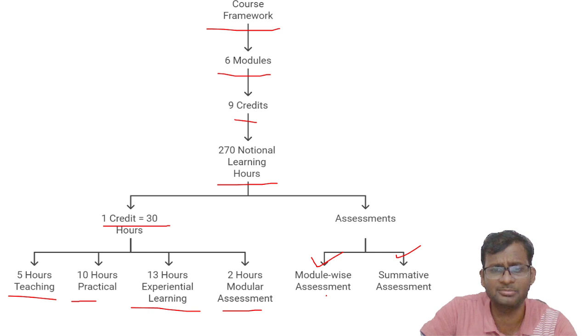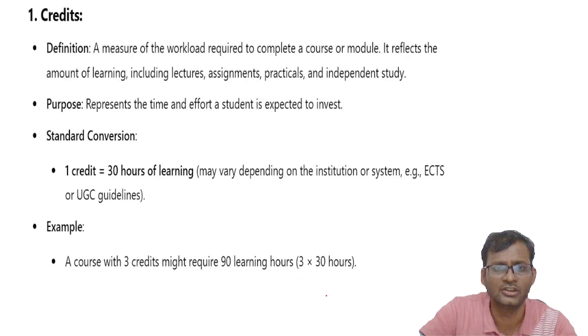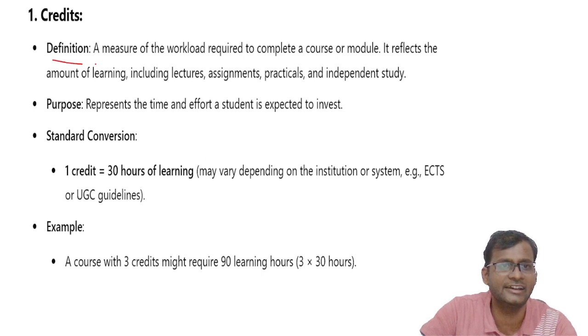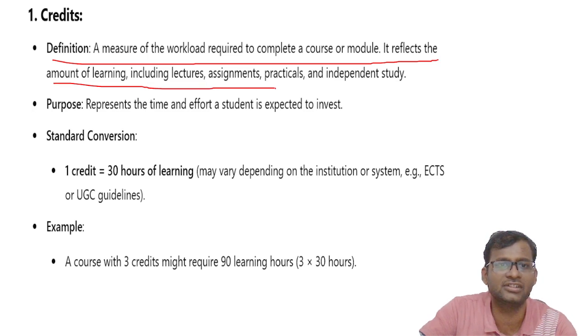These two are the assessment methods in this particular course. So credits, here you can see what credit means. Here credit means 30 hours. So what is the credit? Credit is a measure of workload required to complete a course or module. It reflects the amount of learning, and includes lectures, assignments, practicals and independent studies. So 1 credit equals 30 hours of learning.